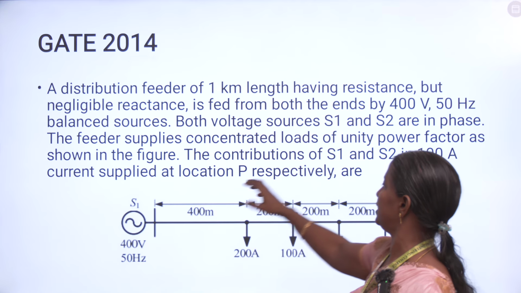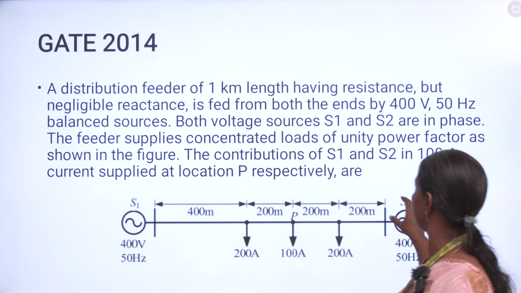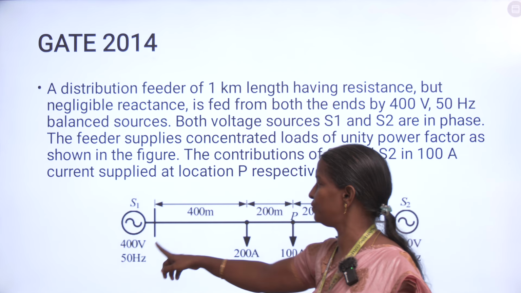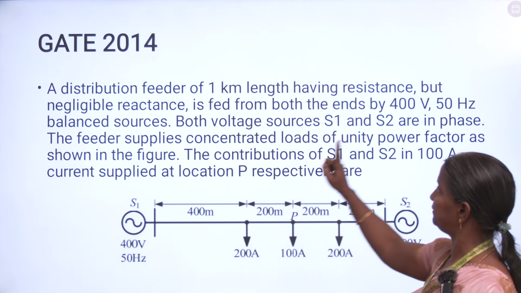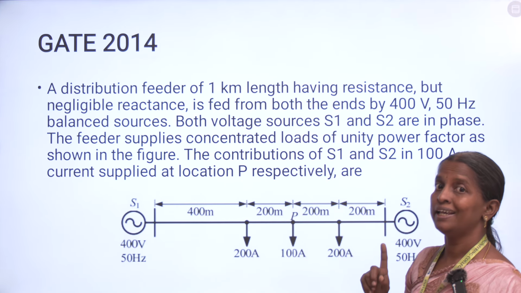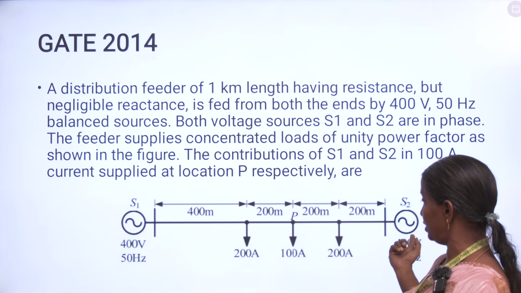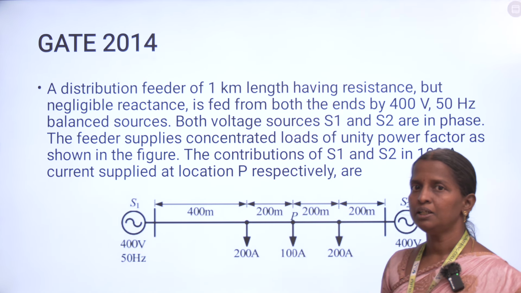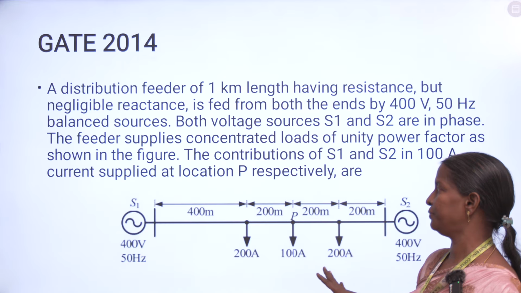Is fed from both the ends. So you have to draw two feeding points like that. By 400 volt, what is the voltage here? Here also 400, here also 400, and 50 hertz. Here also 50 hertz, here also 50 hertz. So it comes under an AC distributor fed at both the ends. Since the currents are not the same, it is a concentrated loading, not a uniform loading.